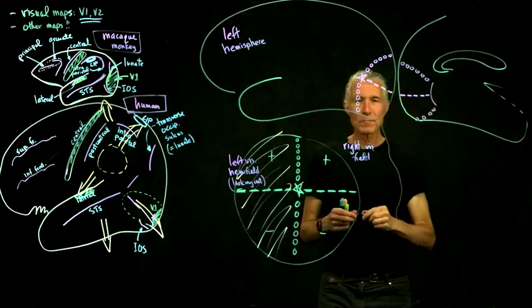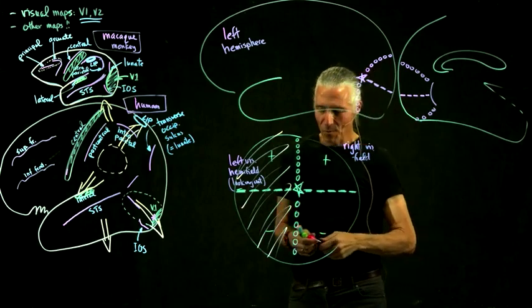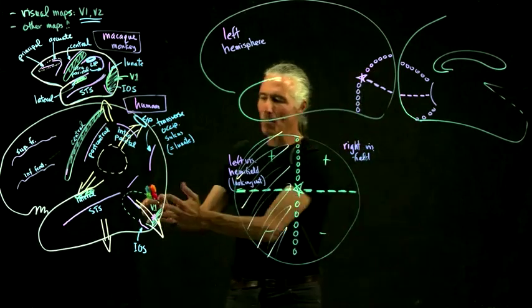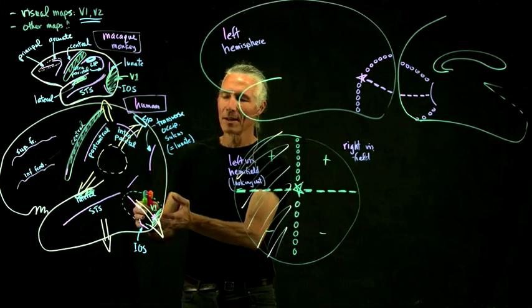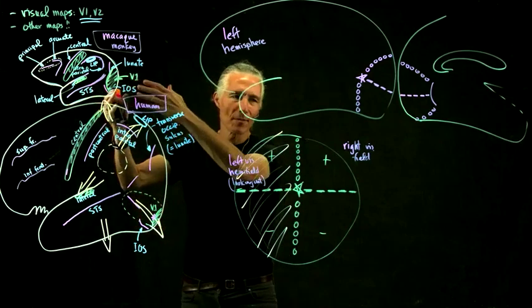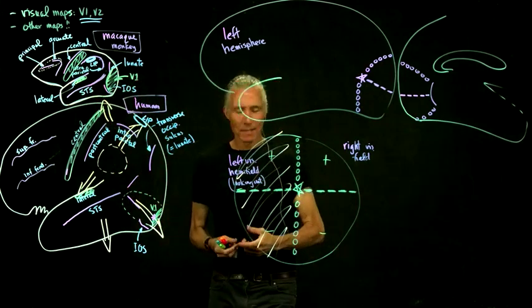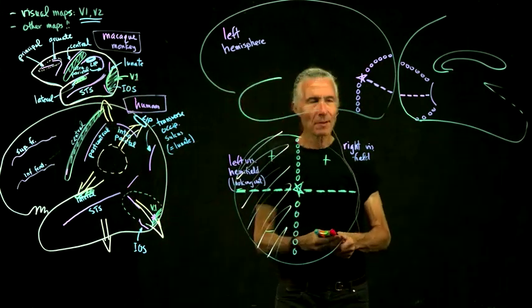So that's V1. That's what V1 looks like. In humans, there's more of it around the back than there is around the front. In macaques, there's more of it around the front than there is around the back, around the midline. So that's what the visual map looks like.